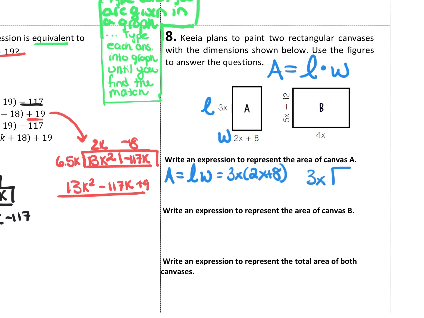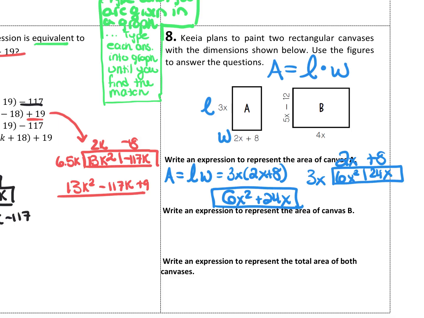3x, 2x, and a plus 8. 2 times 3 makes a 6. X times x makes an x squared. 8 times 3 is a 24, and then my x. So my answer for this one is 6x squared plus 24x.